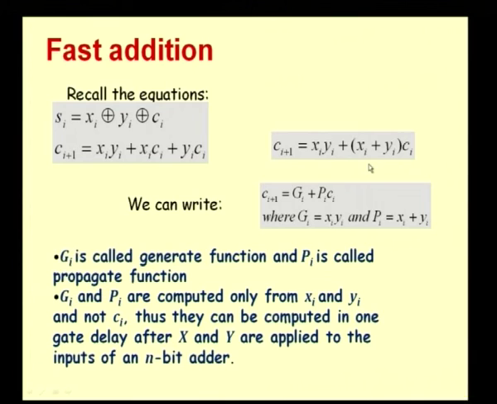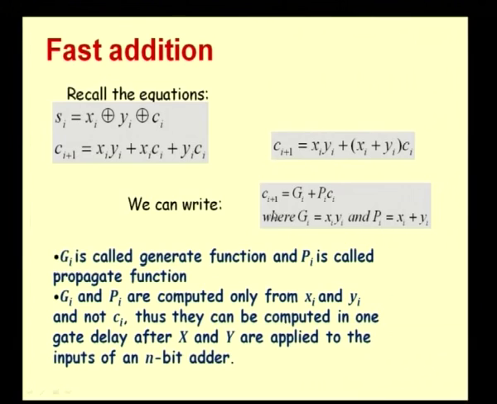When will that happen? That will happen when either xi or yi is equal to a 1. So we call this xi plus yi a propagate function. What we are essentially trying to do here is identify when a carry is generated at a particular bit position, and also identify when a carry which is coming in from a previous position is propagated to the next stage.